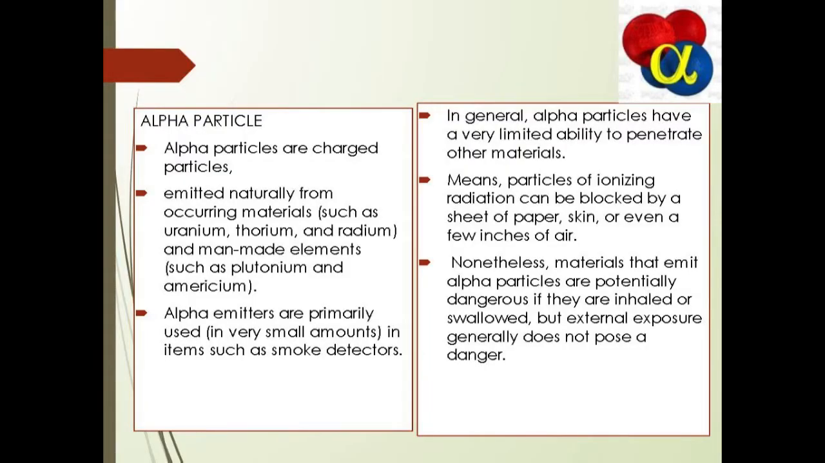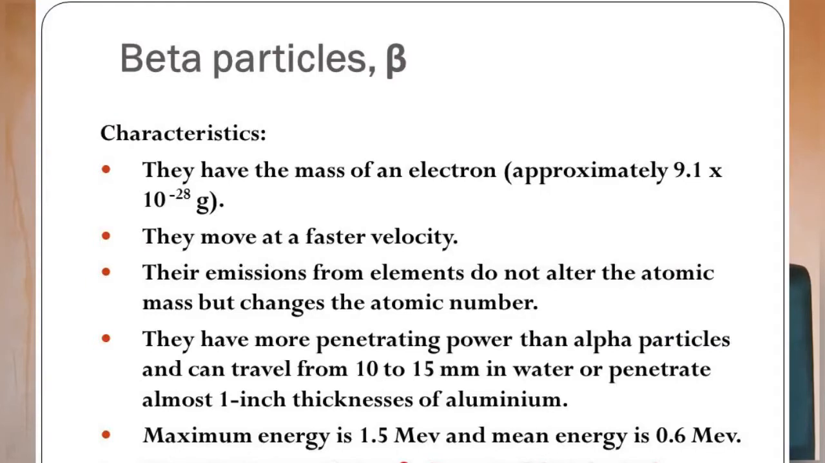For the characteristics of directly ionizing radiation, the first one is the alpha particle. An alpha particle is a charged particle. In general, alpha particles have very limited ability to penetrate other materials, meaning they can be blocked by a sheet of paper, skin, or even a few inches of air. So alpha particles are less dangerous to the body. The second one is the beta particle. Beta particles can travel a little longer in the air and have high enough energy to penetrate human tissue a little deeper, which is 0.2 inches.